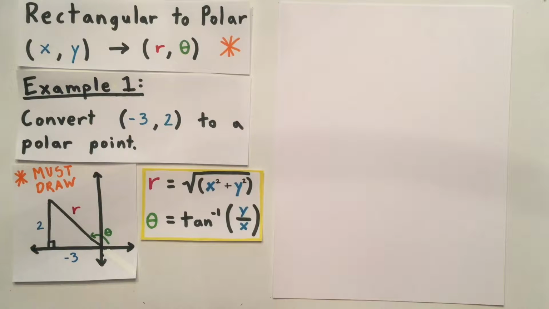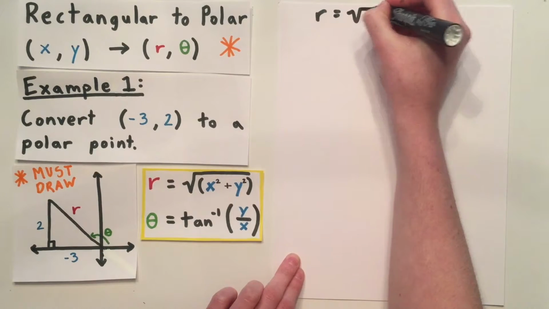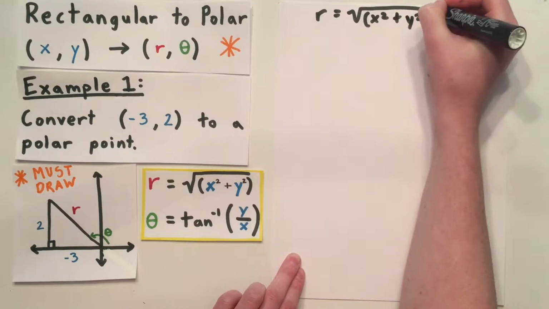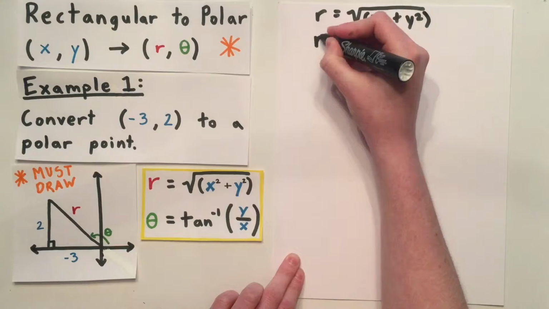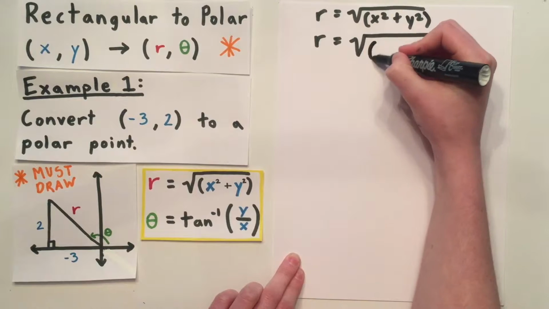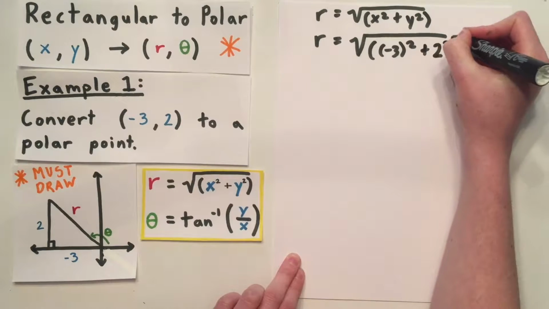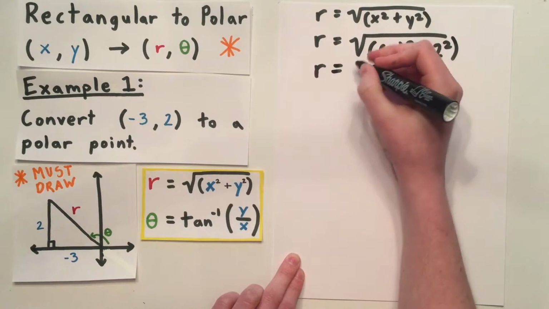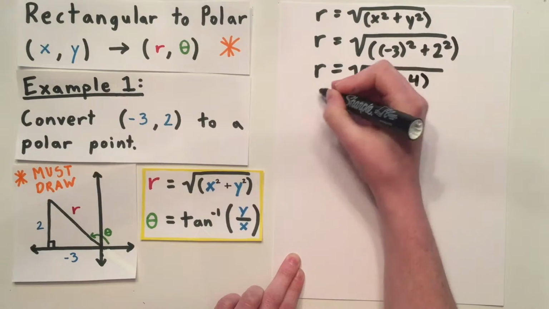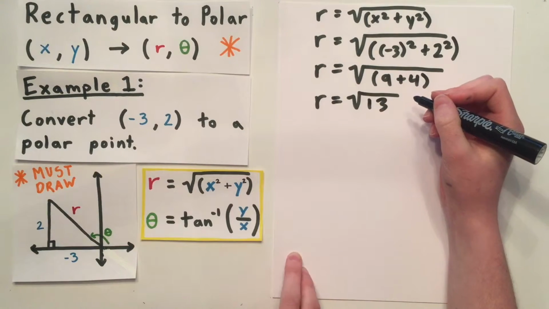Now, let's find r. r equals the square root of x squared plus y squared. For this problem, let's plug in our x and y values. So r equals the square root of (-3) squared plus 2 squared. And if we keep on simplifying this, r equals the square root of 9 plus 4. So r equals the square root of 13. So we found r.